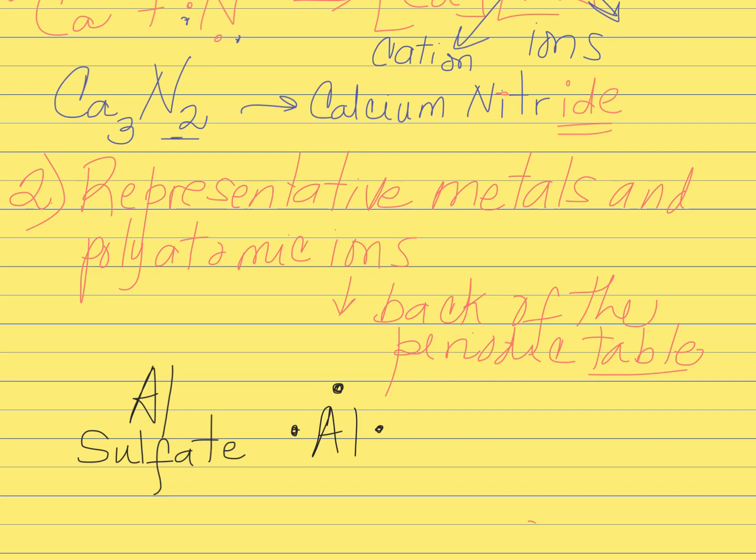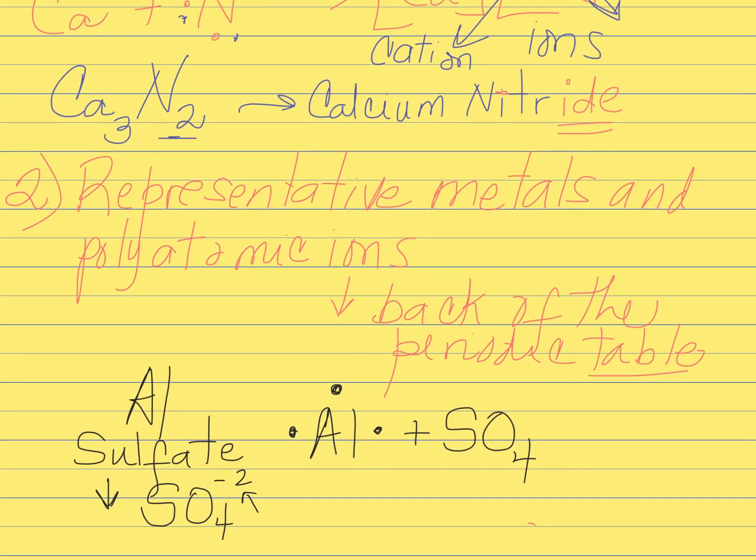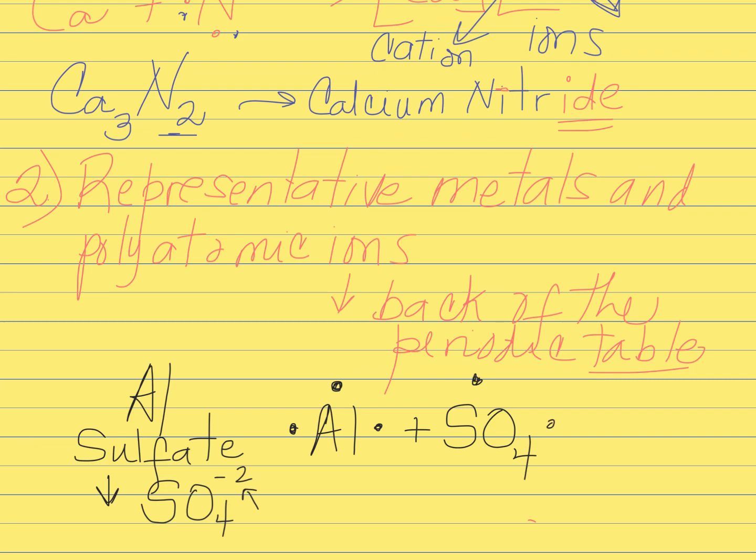If you look at the back of the periodic table, sulfate is SO4, and on top you have the -2. That -2 is the oxidation number. That oxidation number means that this polyatomic ion has only 2 electrons that are ready for bonding. It's more complicated than that, but when you learn about covalent bonding, you will see why these 2 electrons are available for bonding.